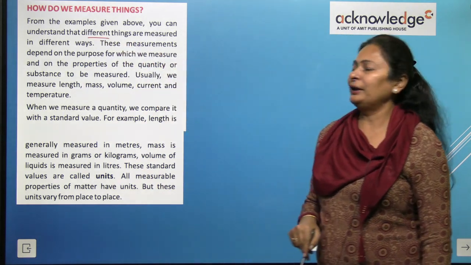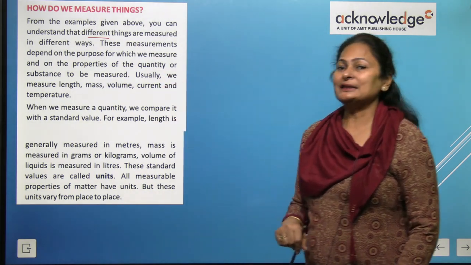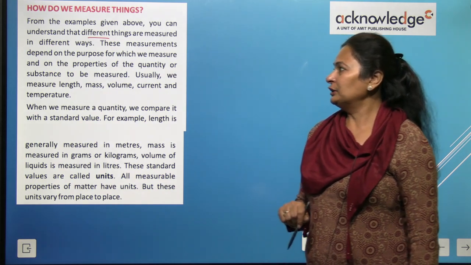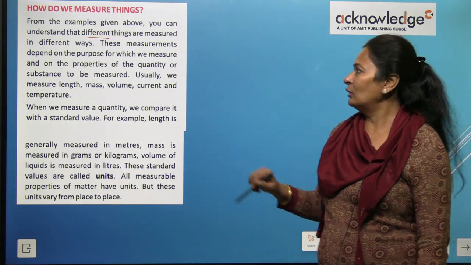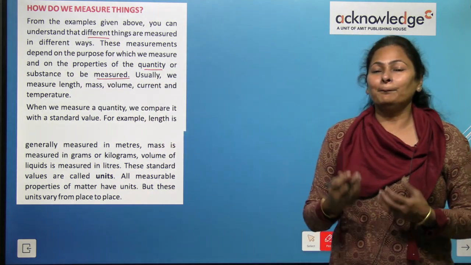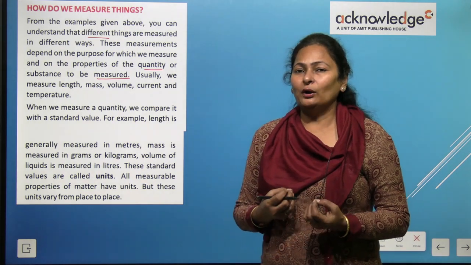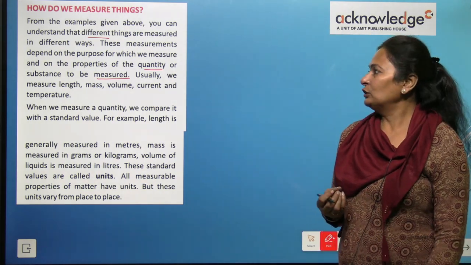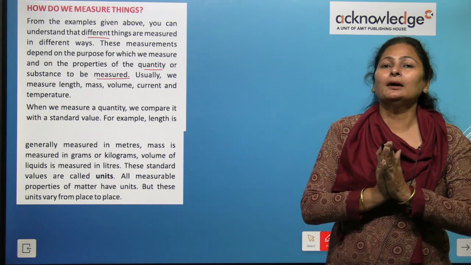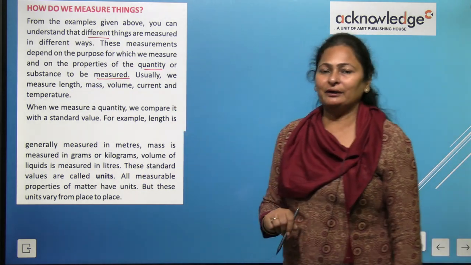Different things are measured in different ways. These measurements depend on the purpose for which we measure and on the properties of the quantity or the substance to be measured, right? We need to measure the quantity also. Sometimes we measure the quantity, and according to the different properties of the matter, we use different methods of measurement, right?